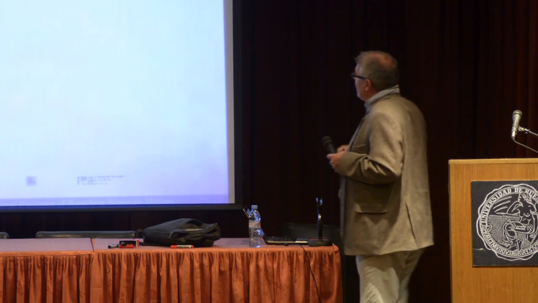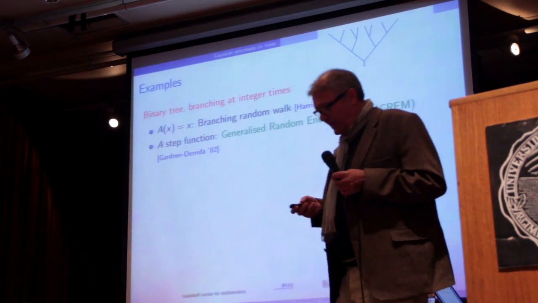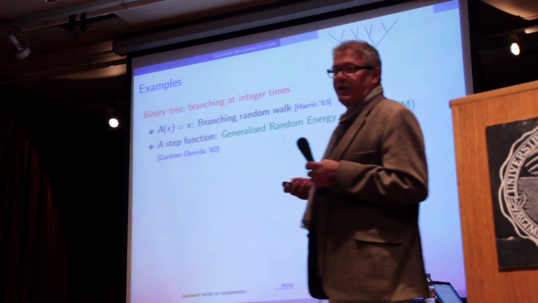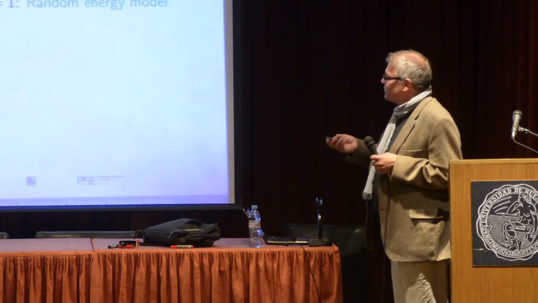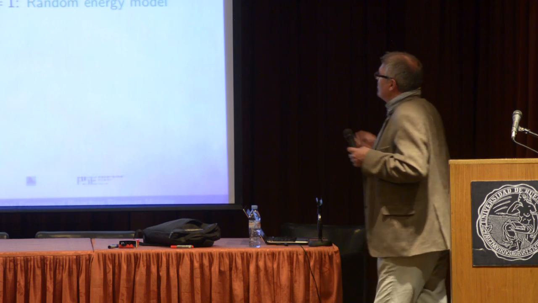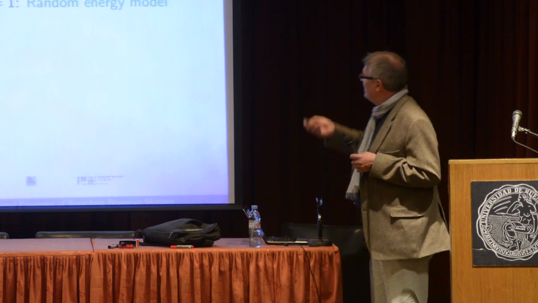If you take a step function, and we come to that example later, you get what is called in physics the generalized random energy model. It was introduced by Derrida and Gardner in '82. So this is just for those who know. Otherwise I will say something.